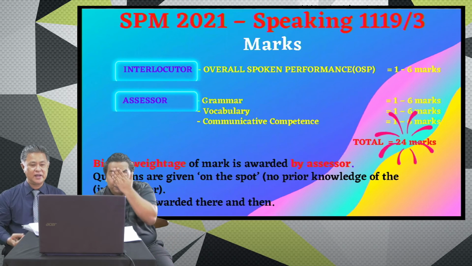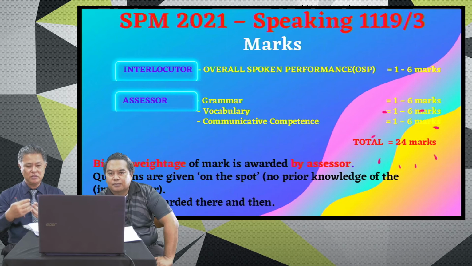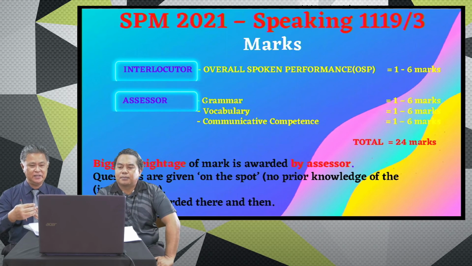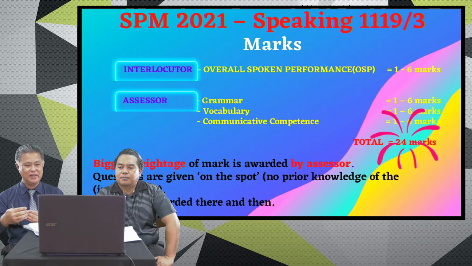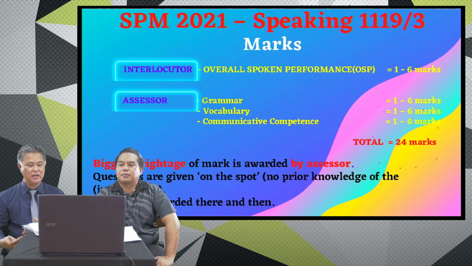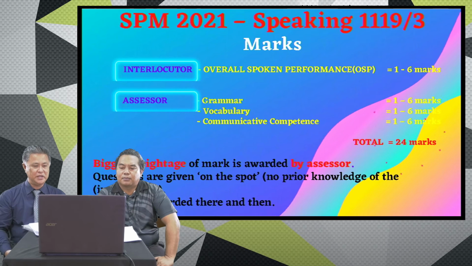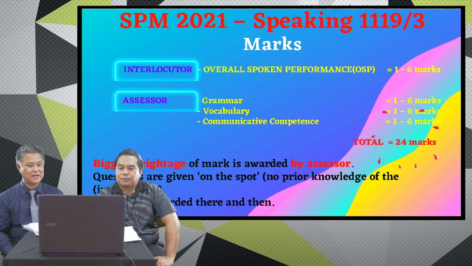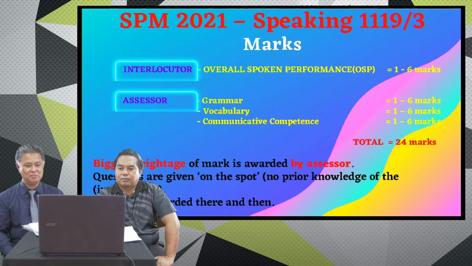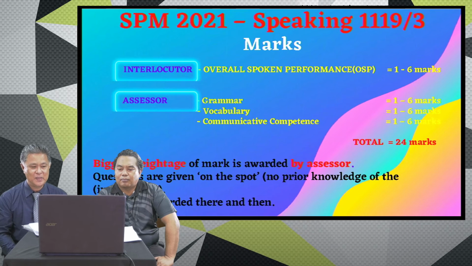For the speaking, the total mark is 24, which is 18 from the assessor and 6 from the interlocutor. Bear in mind that the bigger weightage of marks is awarded by the assessor, not the interlocutor. Bigger weightage of marks is awarded by the assessor, that is the 18 marks.